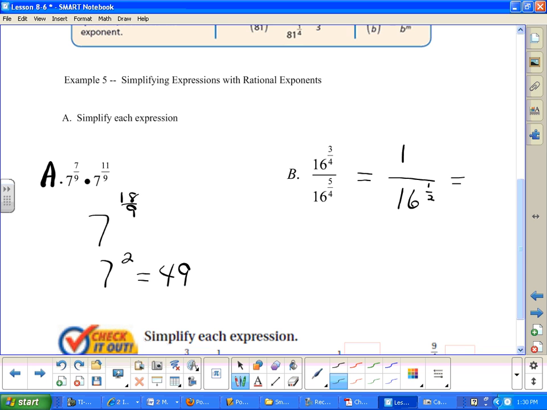What's 16 to the 1/2 power? 4. How'd you get 4? Just 16 is a perfect square. Because I could also say this is 1 over the square root of 16, and the square root of 16 is 4. Because remember, the 1/2 power, square root, right? 1/3 power would be cube root.